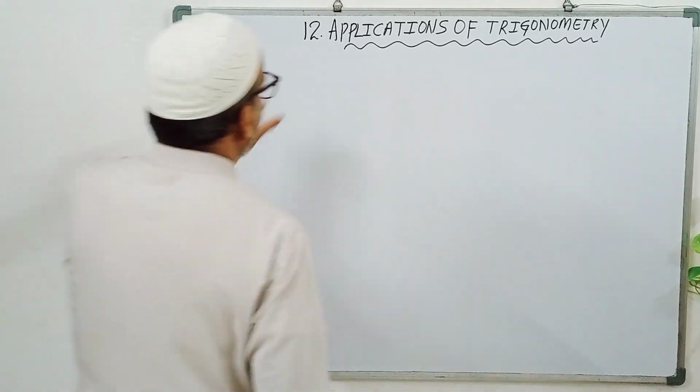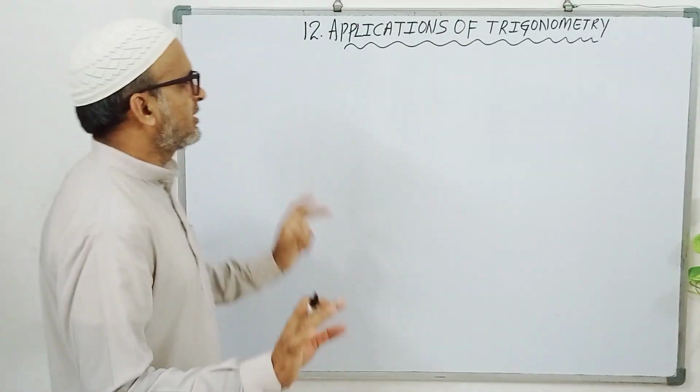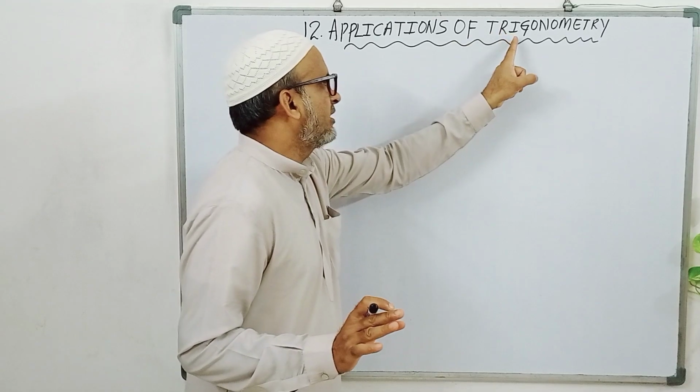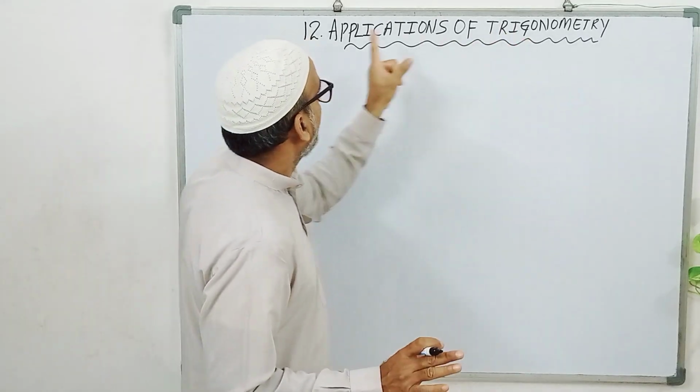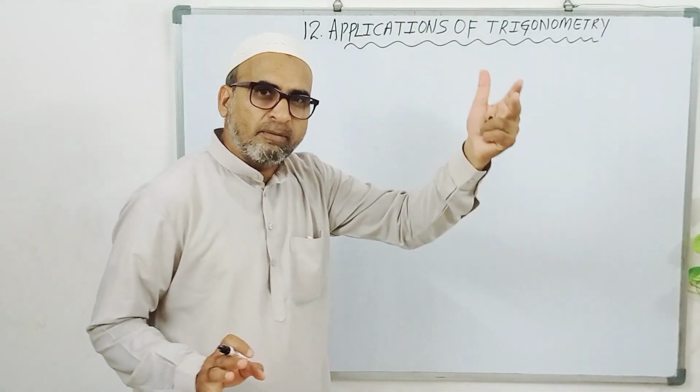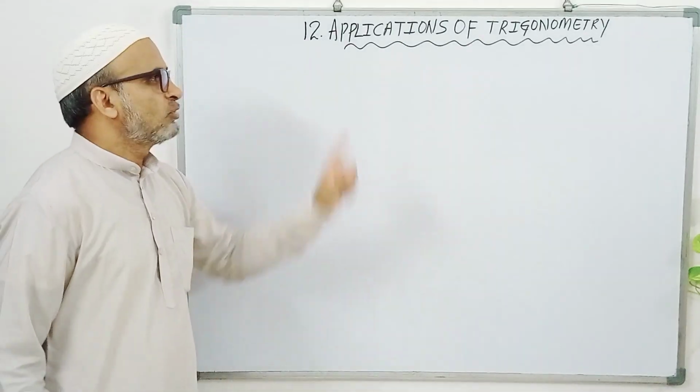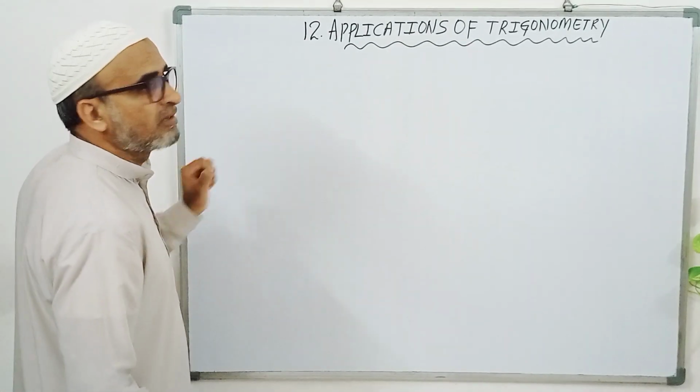The chapter Applications of Trigonometry, what is the meaning? Simple meaning: trigonometry means you know what trigonometry is. Application means where you can apply it, that much only. So in this, what are the important points I am giving to you?